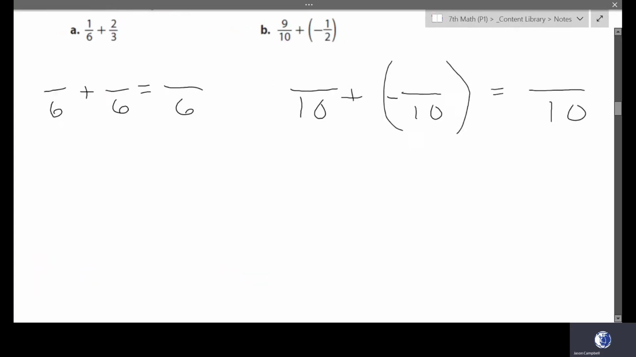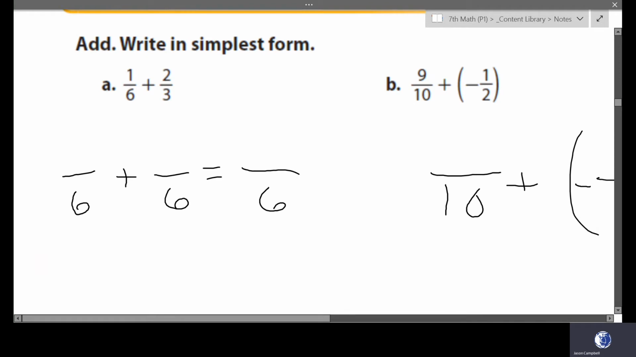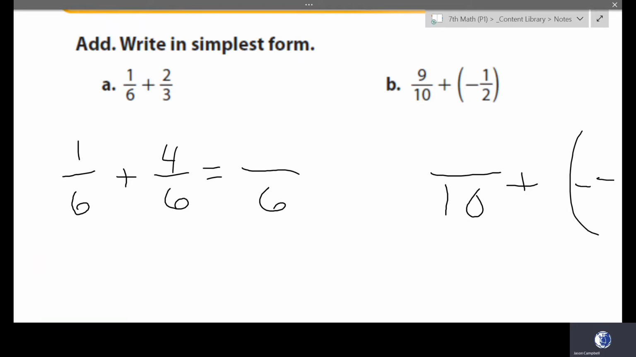Got it A. The least common denominator is going to be 6. So the first fraction, 1 over 6, can stay the same. 2 over 3 turns into 4 over 6. And 1 and 4 make 5 over 6.